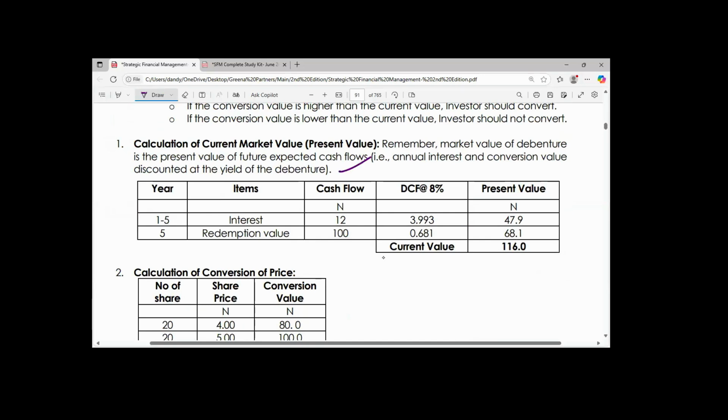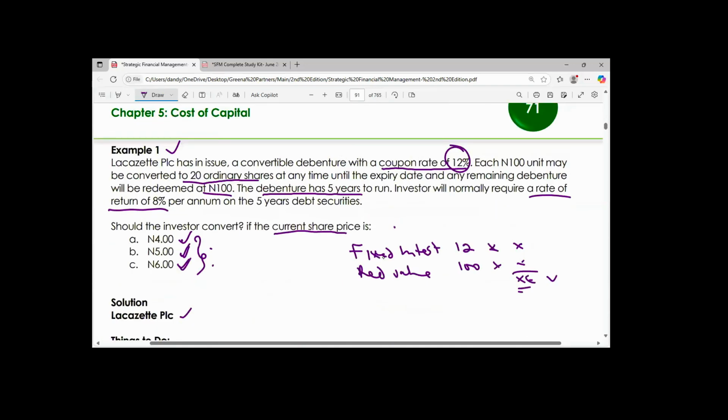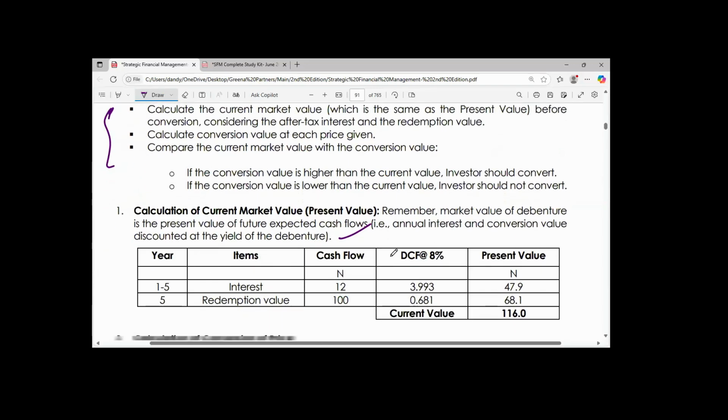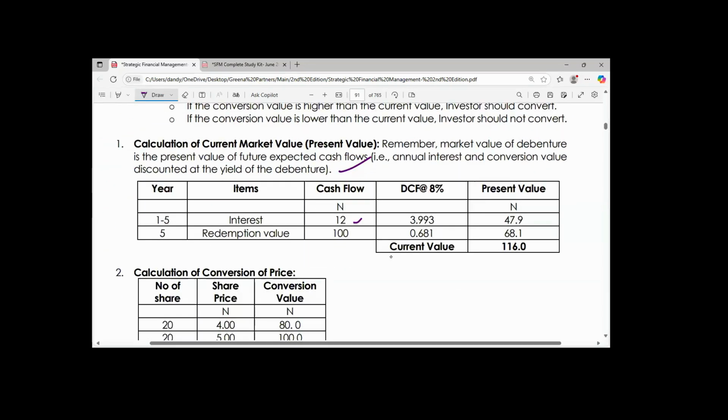Now, I want to calculate the present value. So to do this, I will go to the question, I will pick the interest. The interest given to us in the question, the coupon rate, is 12%. So that's the 12 you are seeing here. Like I said, always ignore the percentage behind the interest rates, because debt is always quoted at 100 naira per unit.